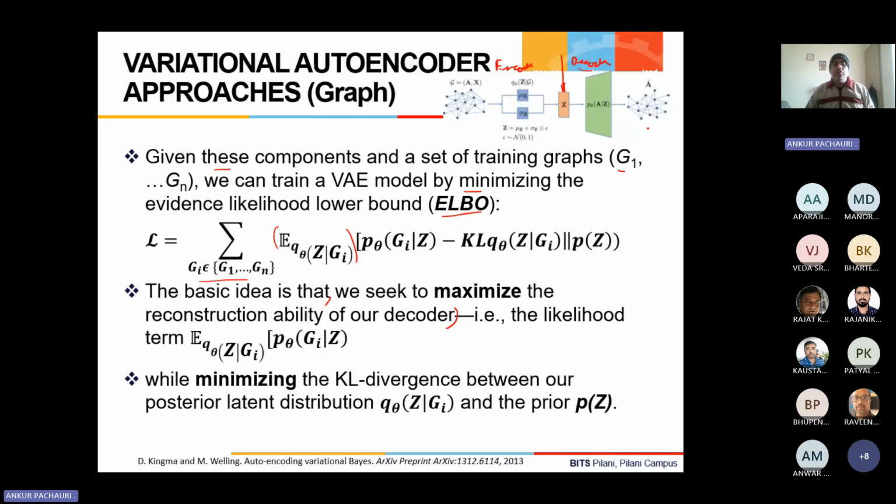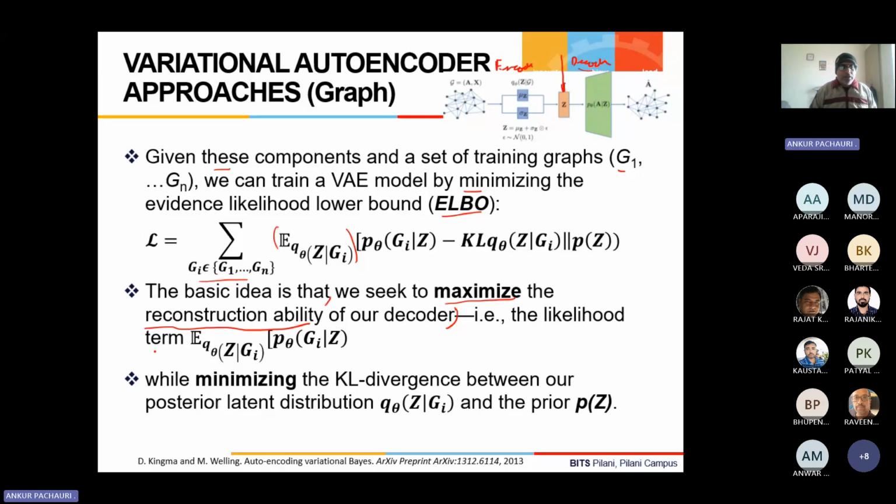Not exactly the actual graph, a more similar graph as it was inputted initially. So here we seek to maximize the reconstruction ability. If I want the reconstruction ability of the decoder to be maximized, this graph should be as close as possible to G. So reconstruction ability has to be maximized.